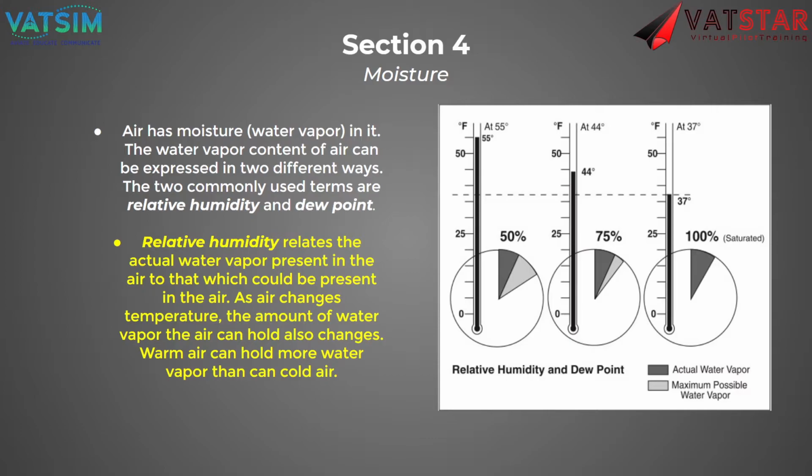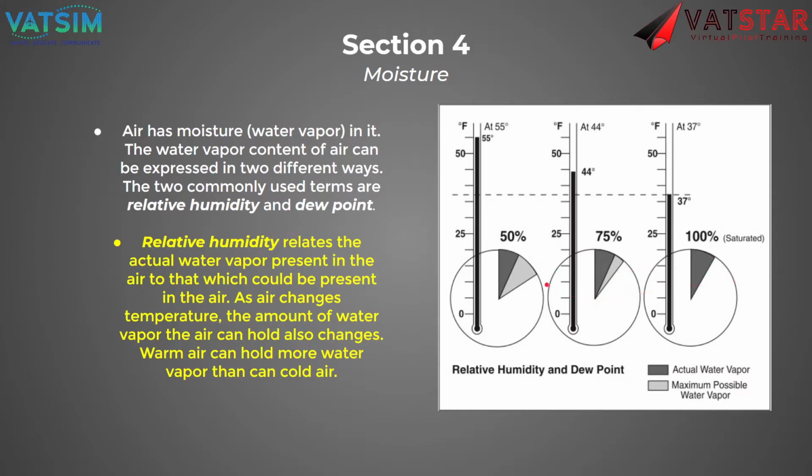If you have air that's 75 degrees, it can hold much more water than air that's 20 degrees, because the air particles are much more separated. They can hold more water as temperature increases. So relative humidity is the amount of water in the air in relation to how much water it can hold.